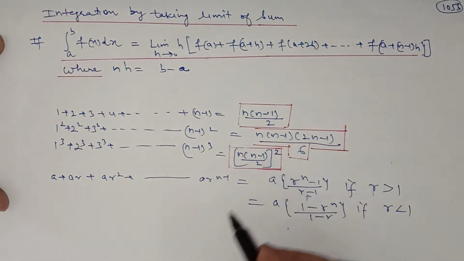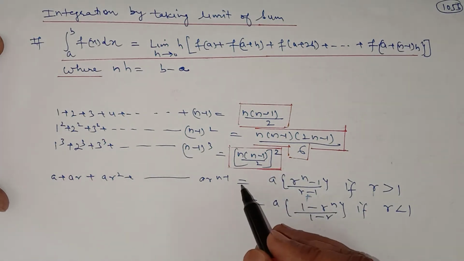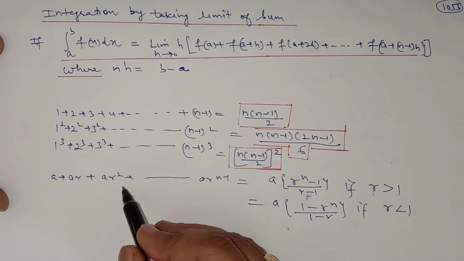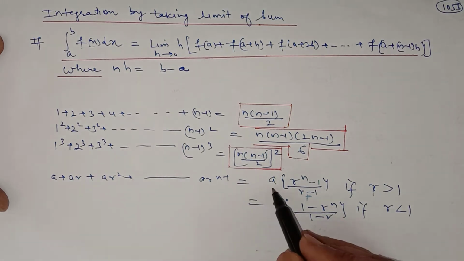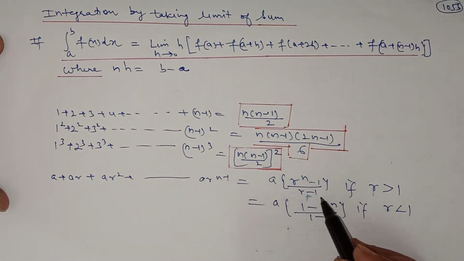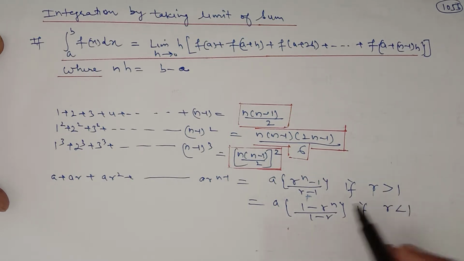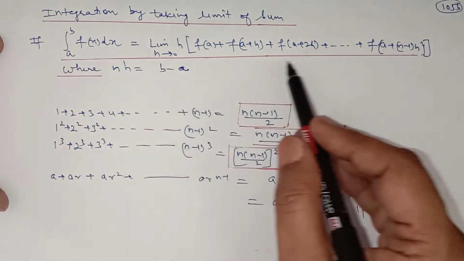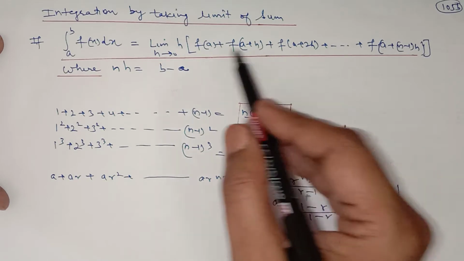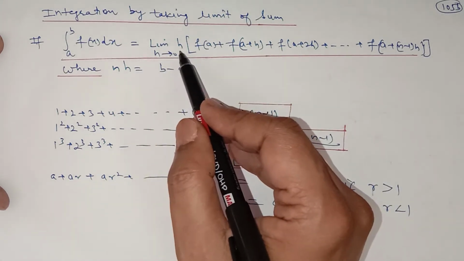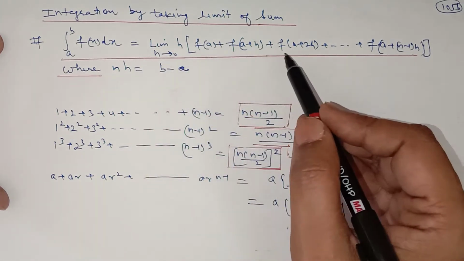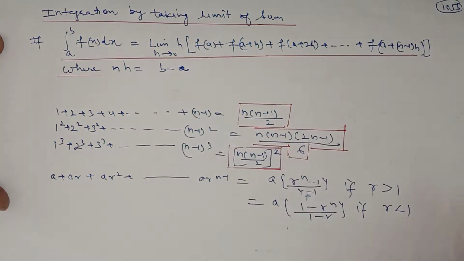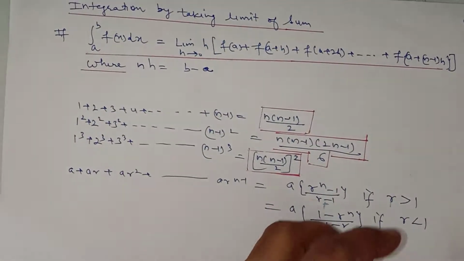[(n−1)n/2] whole square. And the sum of the geometric series a plus ar up to ar raised to power n minus 1 is equal to a(r^n − 1)/(r − 1) if r is greater than 1, and it is equal to a(1 − r^n)/(1 − r) if r is less than 1. So this is the formula to find the definite integral by taking limit of sum: limit h goes to 0 of h[f(a+h) + f(a+2h) + ... + f(a+(n−1)h)], where nh = b − a.